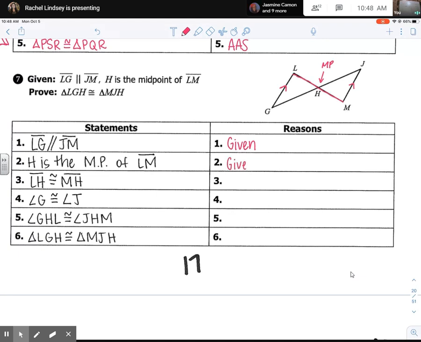Okay, so I went ahead and I marked what was given. Now my third statement says LH is congruent to MH, so I'm going to mark that. How would I know those two things are congruent? Because of the definition of midpoint.